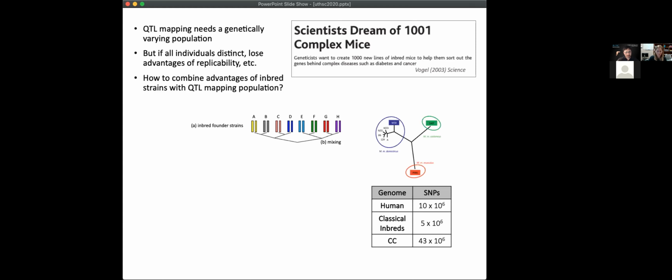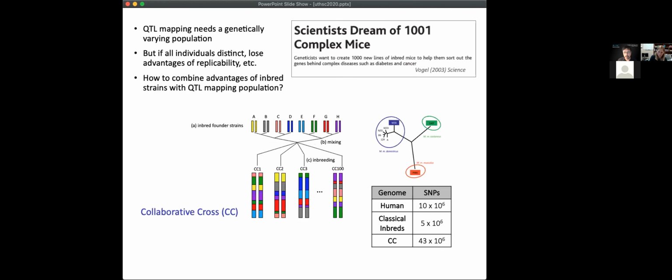So through a series of intercrosses, you get to a point where you have individuals that are carrying haplotypes from each of the 8 strains, so bits of the genome from each of the 8 strains. And then you set about inbreeding, and so you create the set of inbred lines where the chromosomes are these mosaics of the 8 inbred founders.